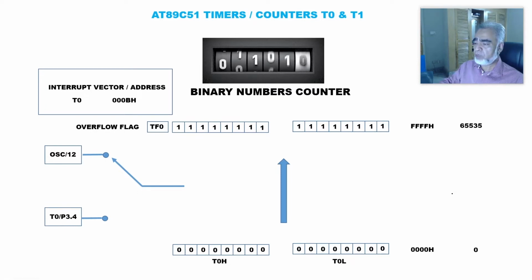We can load the value of timer 0 from 0 to 65535 as it is a 16-bit register, and we can load the value to timer 0 in two steps, that is to move the value to timer 0 low and to timer 0 high. And if we use timer 0 in timer mode, then the clock pulses will come from the oscillator divided by 12. As we are using a crystal oscillator of 12 MHz, in this case timer 0 will be incremented at 1 MHz.